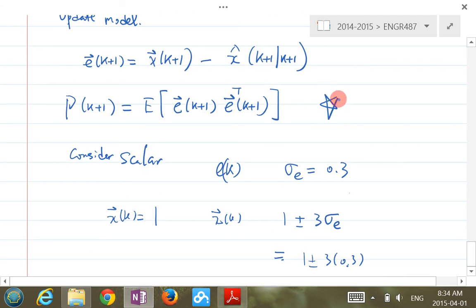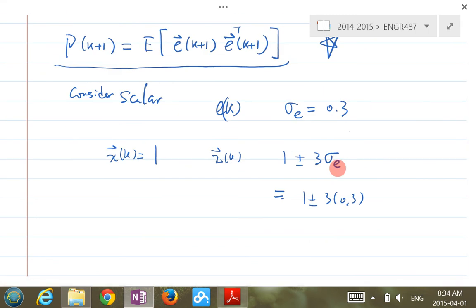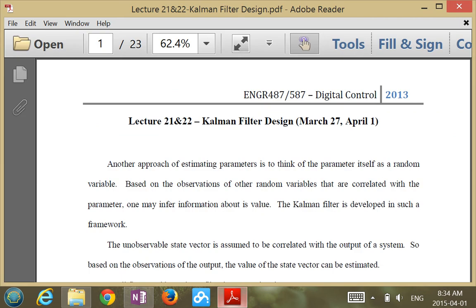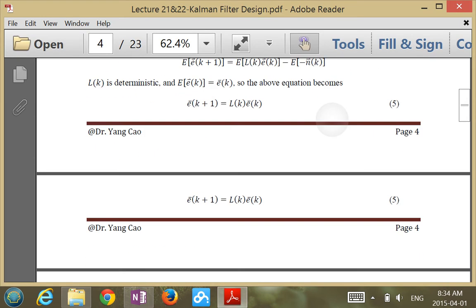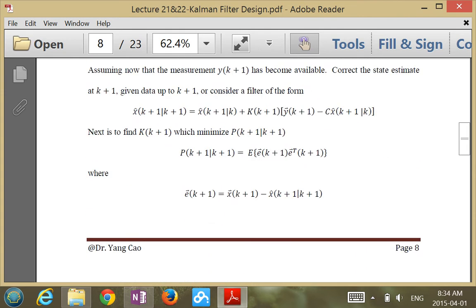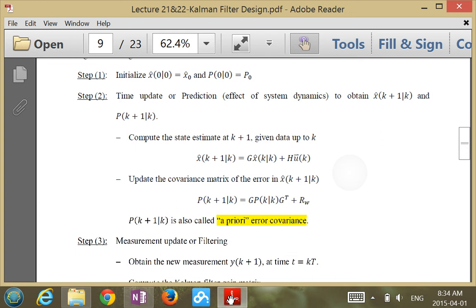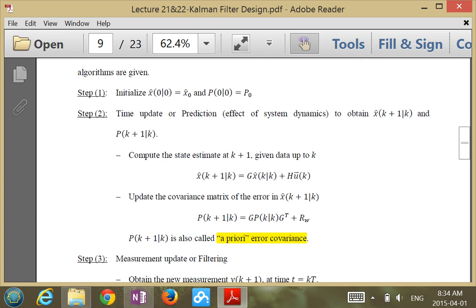So the idea is still to minimize this. Then you can guess what to do. You plug the error into this expression right here, then you expand, take a partial derivative, and solve for the Kalman filter gain, right? It's the same idea, so I'm not going to go through that part again. The results that we get are basically the information I listed over here, so I'll just skip some information here.